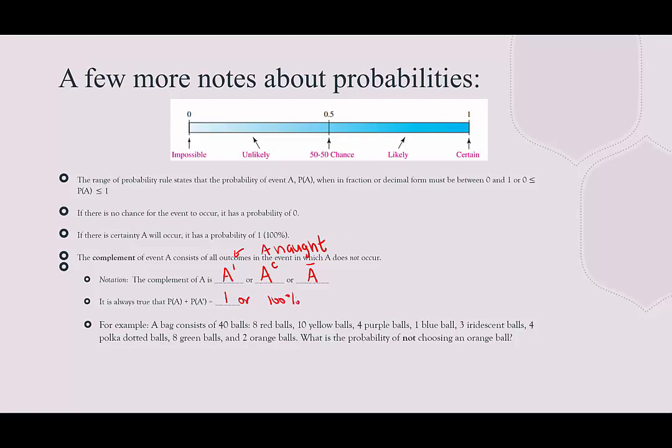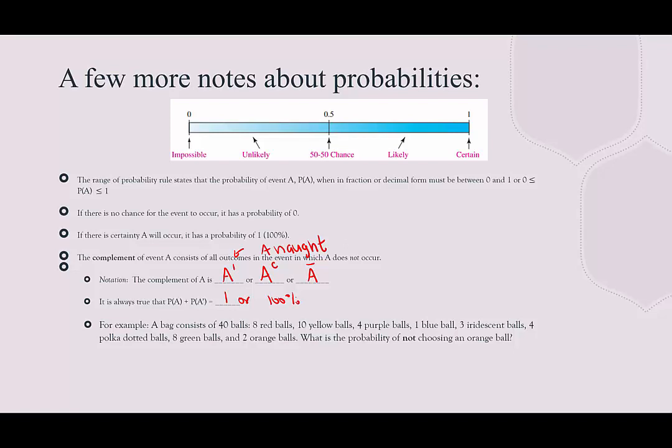They encompass all possibilities. And an example where we might want to use the complement: a bag consists of 40 balls. We have 8 red, 10 yellow, 4 purple, 1 blue, 3 iridescent, 4 polka dotted, 8 green, and 2 orange. What is the probability of not choosing an orange ball? Well, if I'm not going to look at the orange, then I have to add up all of those other numbers. And there were a lot of colors going on in this bag.